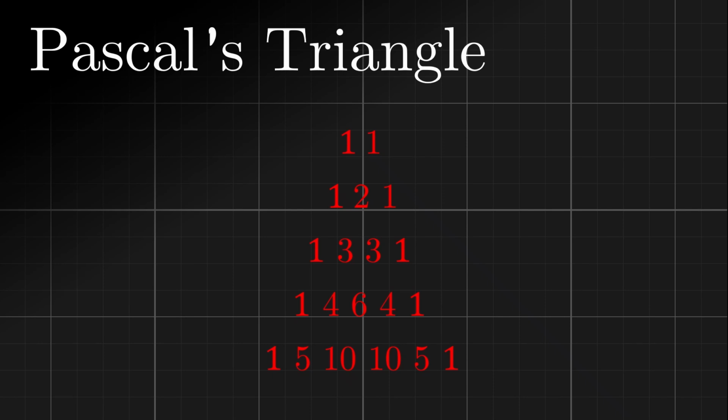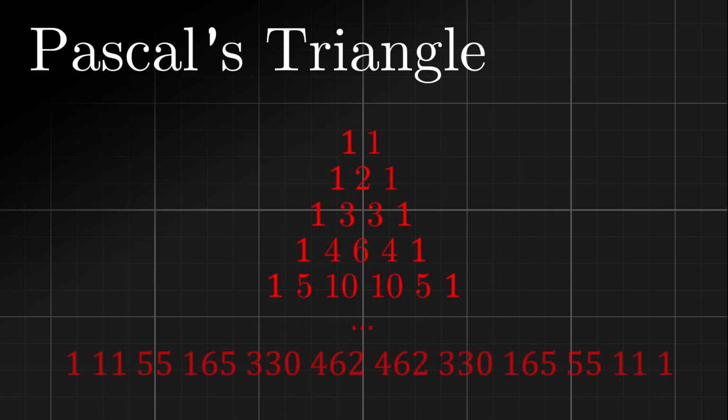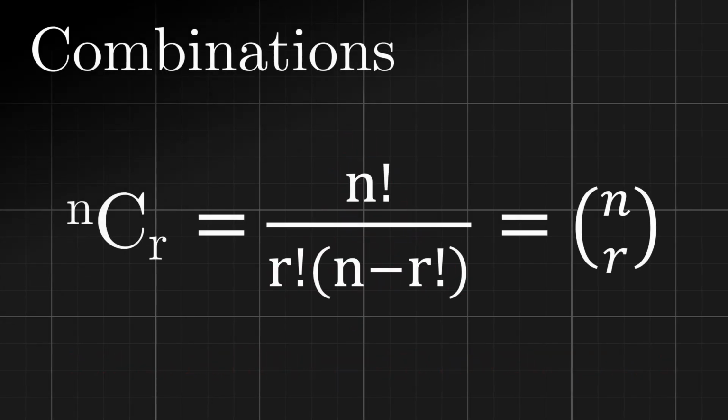While Pascal's triangle is neat, it's not practical for large n. So, we need a more direct formula. This is where combinations come in. This tells us the number of ways to choose r items from a set of n items. Turns out, these are exactly the coefficients we need. So, the binomial theorem for a positive integer n states the following.